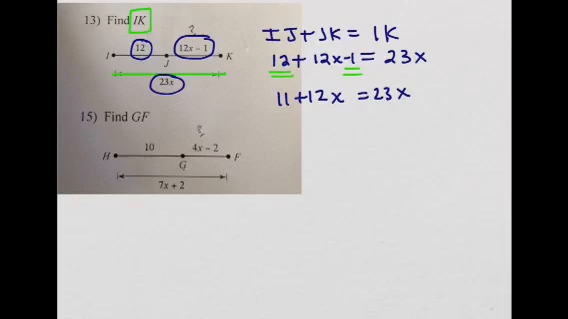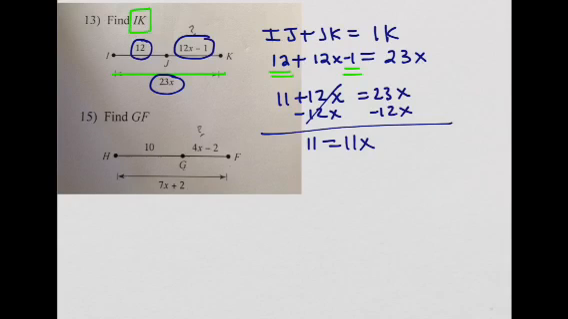So there are more x's on the right side. I've got 23 on the right and only 12 on the left. So I'm going to subtract 12x from both sides. That's a 0. 11 equals 11x. We divide by 11. So 11 divided by 11 is 1, so x is 1. But remember, they're not asking for x, they're asking for IK. And IK is 23x. It's the one right here at the bottom.